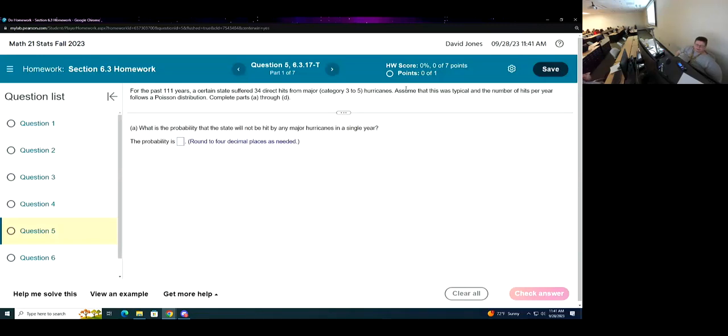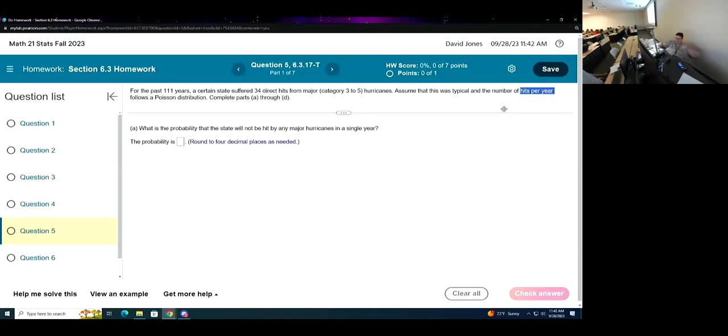For the past 111 years, a certain state suffered 34 direct hits from a major hurricane, which is category 3 to 5. Assume this was typical and that the number of hits per year follows a Poisson distribution. In fact, most of these problems will tell you it follows a Poisson distribution. It says hits per year. That's going to help us figure out some stuff.